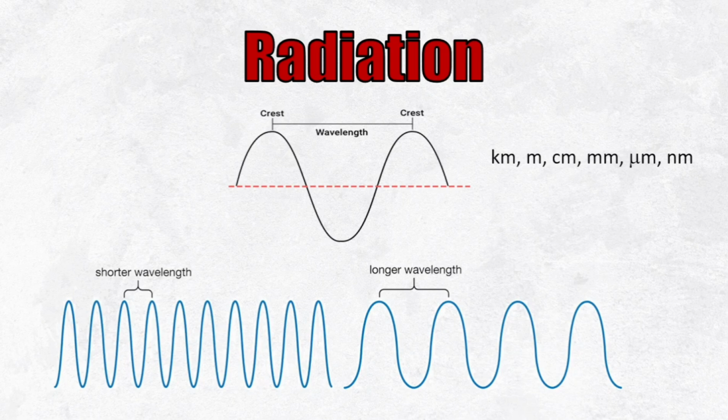Okay, so if the wavelength is very short, for example, if the wavelength is in microns or nanometers, then we will call that wavelength a short wavelength. And if the wavelength is in meters or kilometers, then in that case we will call that wavelength a longer wavelength.